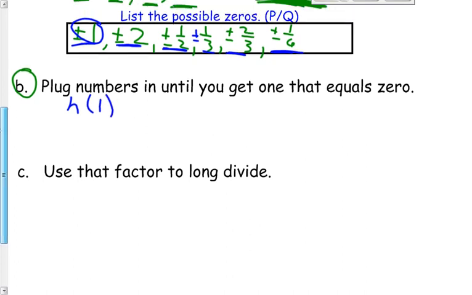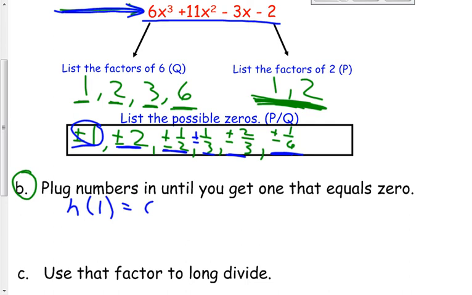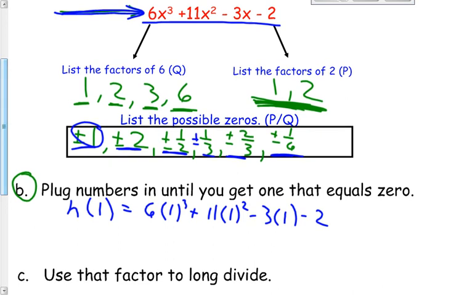I'm going to put 1 in for every x. So I'm going to have 6 multiplied by 1 cubed plus 11 times 1 squared minus 3 times 1 minus 2. So what I'm doing here, class, is I want to find a 0. I know that one of these is going to give my polynomial function a 0. So I'm just guessing on which one it's going to be.